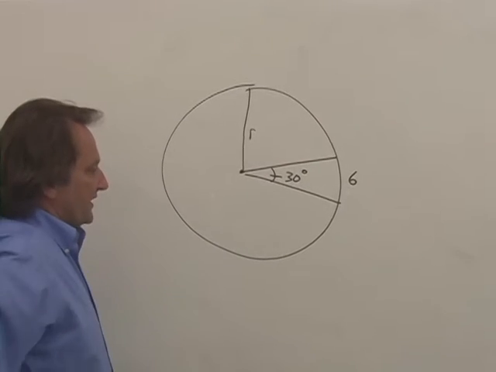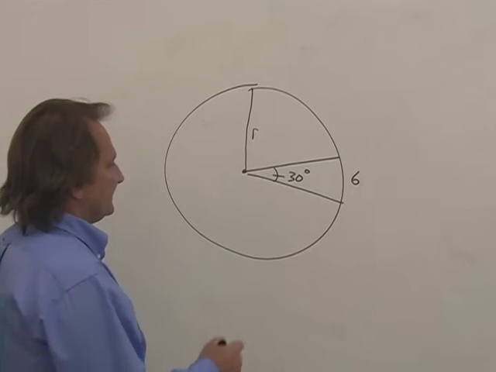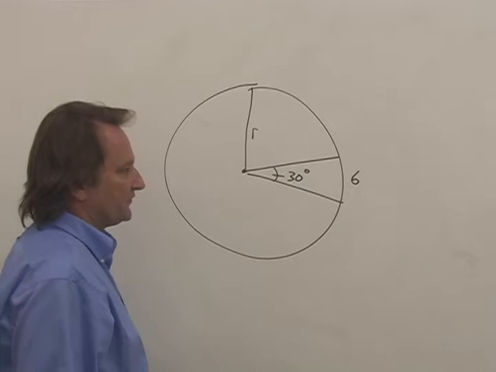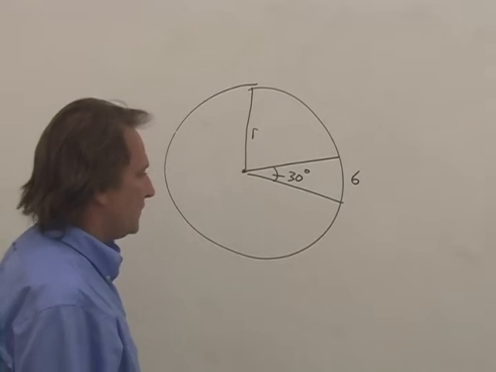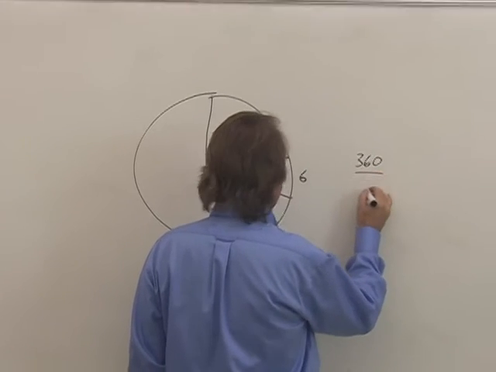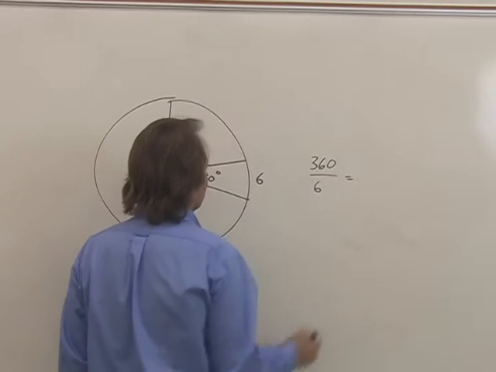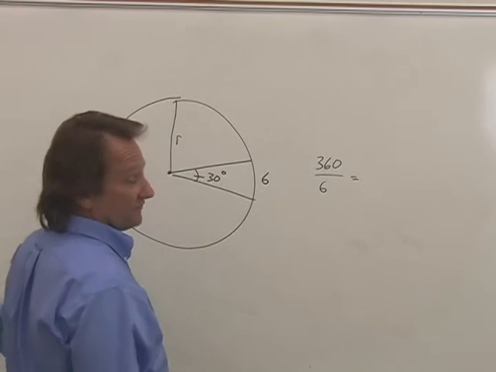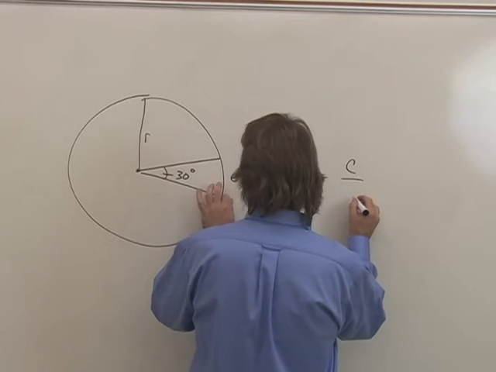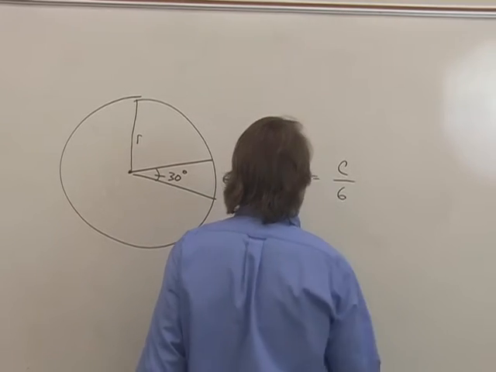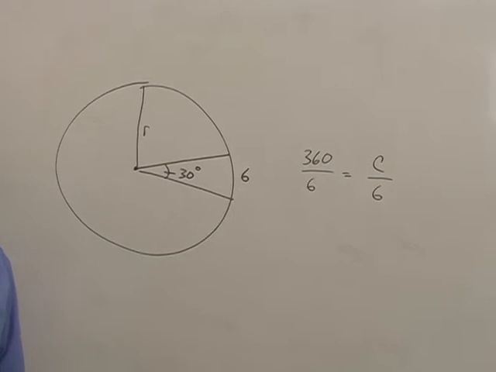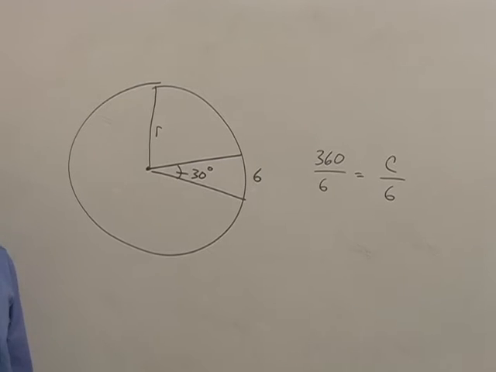Well, there's a couple things that I need to realize. I need to realize that the number of degrees in one whole circle is 360. So I can set up a ratio that would say 360 is to 6, that the circumference of the circle, C, is to the length of arc subtended by the 36. So I want to solve this equation for C, the circumference of the circle.